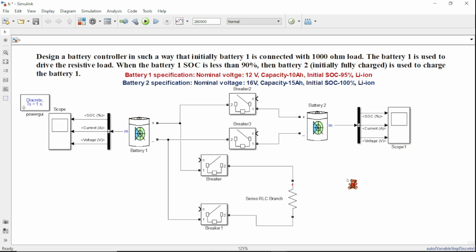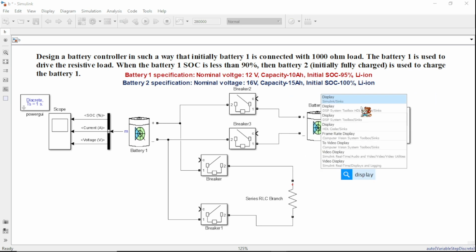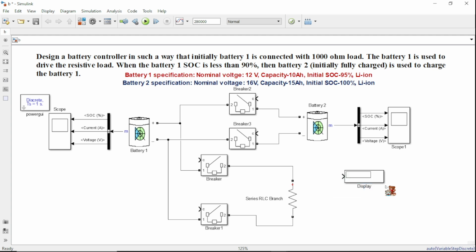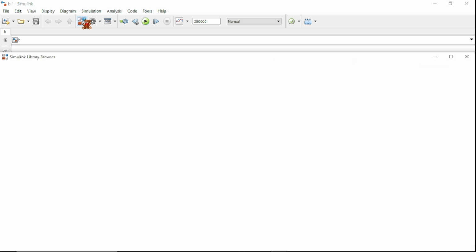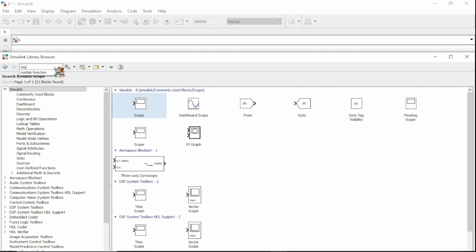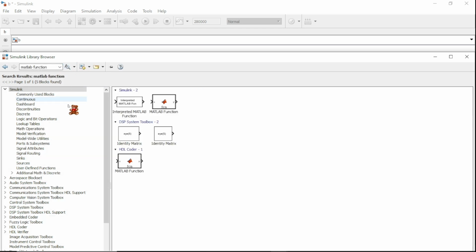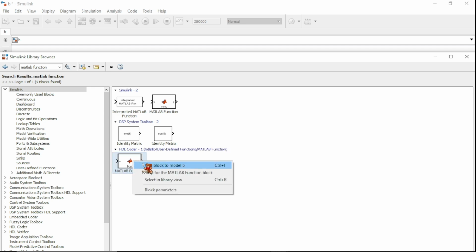Now I am adding one more display to see the variations of the SOC. I'm just connecting here and also here. Okay, so the basic block diagram is completed. Now we have to make some program for the switching operation. For that I am taking a MATLAB Function block. Just search for MATLAB Function and you can get this one.